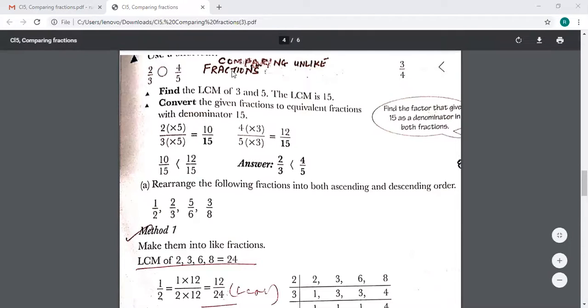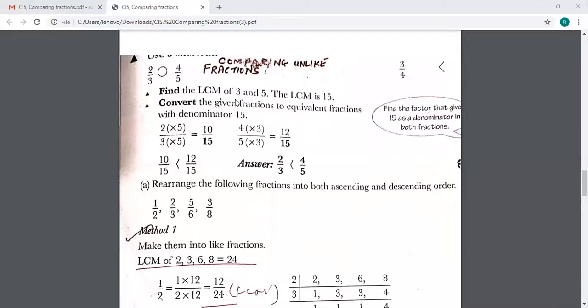Unlike fractions are what? They have different denominators. Just now we have studied unlike fractions but with the same numerator. But here everything is different. Now what will you do in this case of unlike fractions?